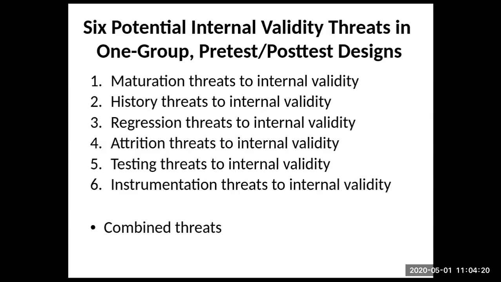So these are the 6 potential internal validity threats in that one group, pre-test, post-test, really bad experiment design. Or we could have combined threats. Like I talked about, it could be maturation and it could be regression to the mean, right? Especially for those rambunctious campers. So we could have more than one of these in that setting.